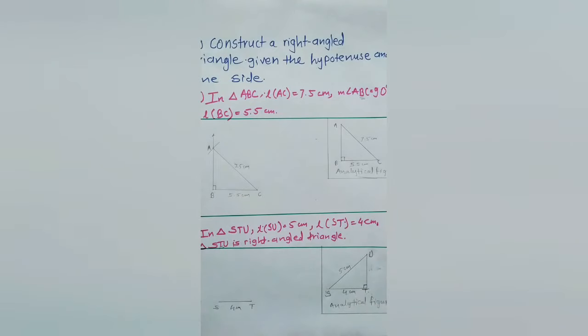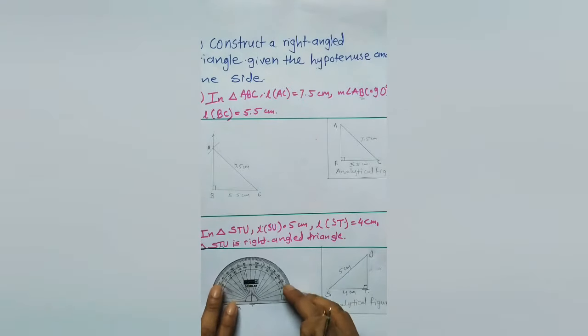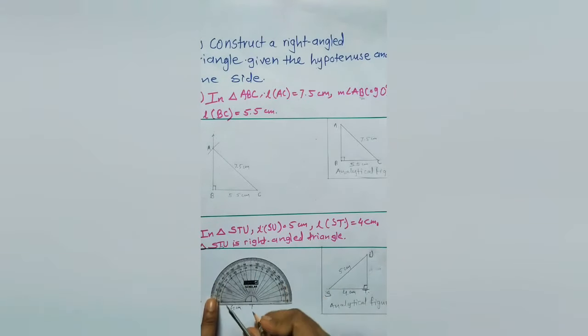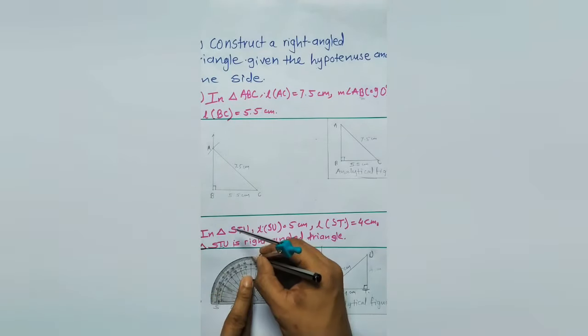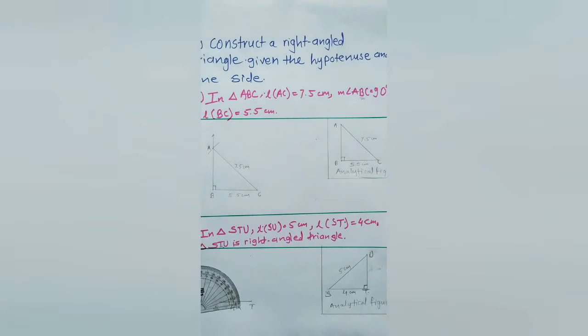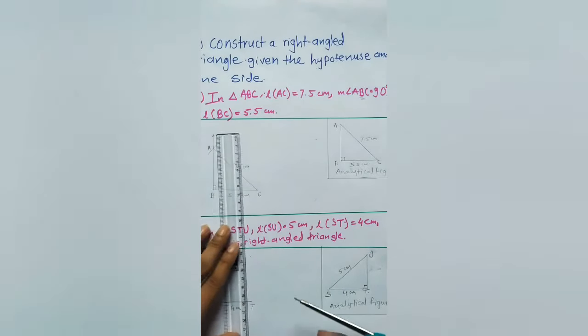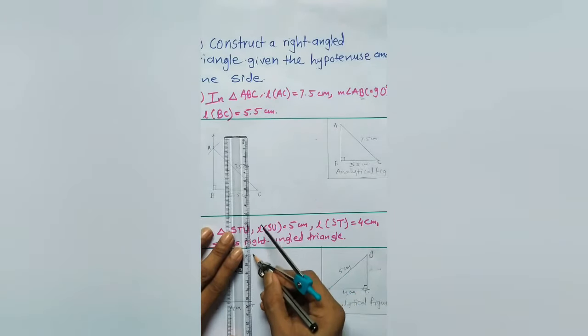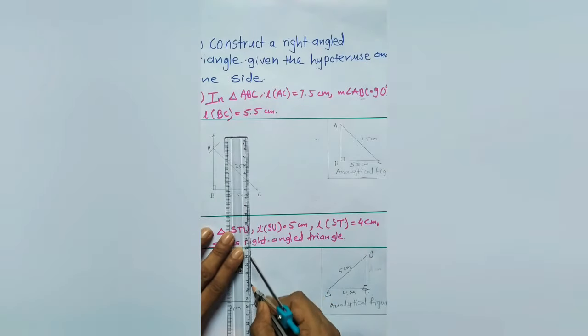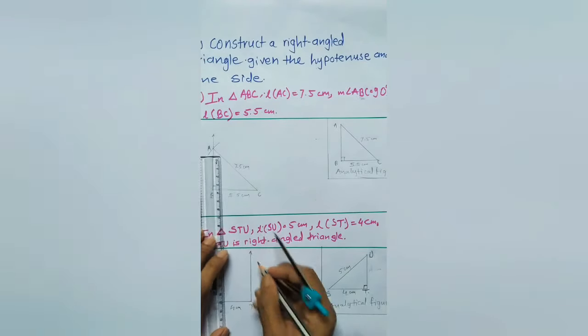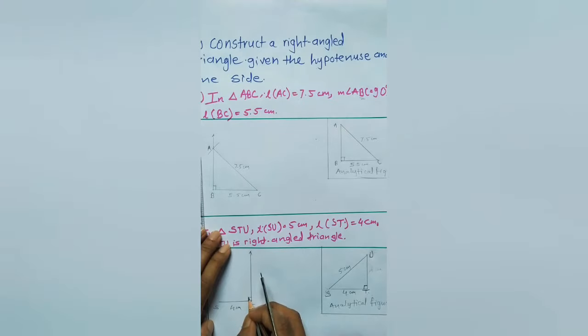Now angle T is a right angle, that means 90 degree. So you should draw a right angle from point T. Put the origin of the protractor on this point, the line should be on the line, put the point on 90 degree and draw one perpendicular segment. Here we get the 90 degree angle.